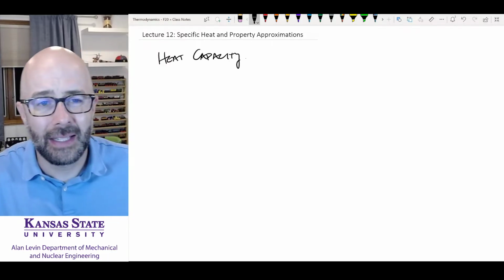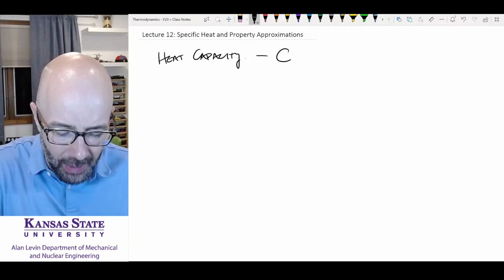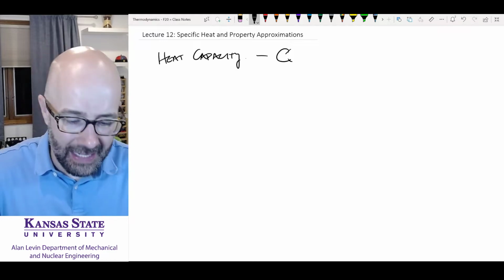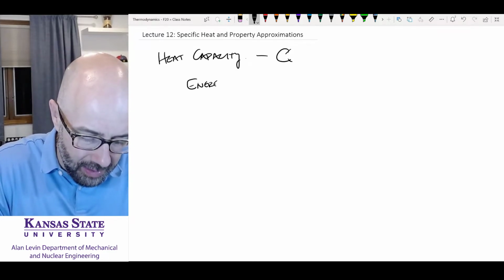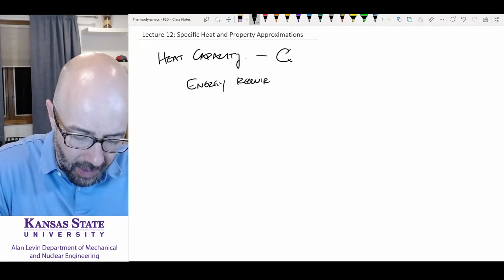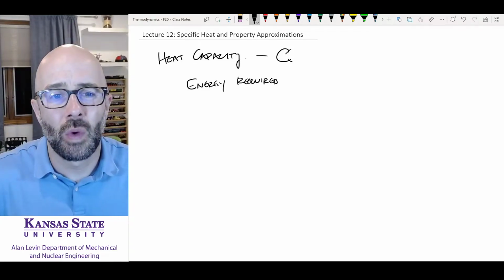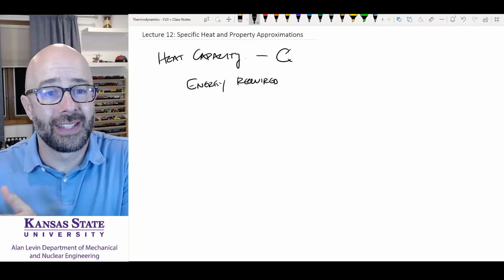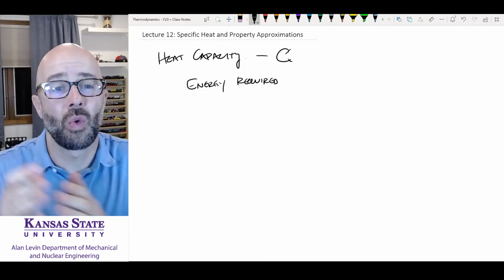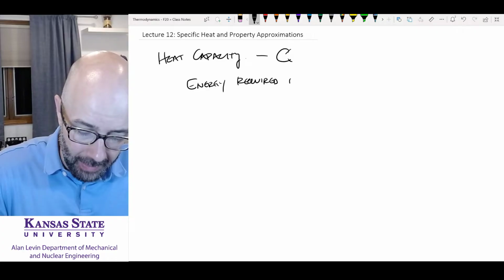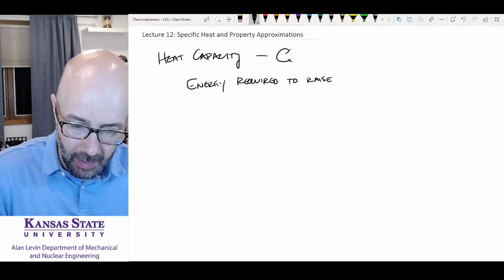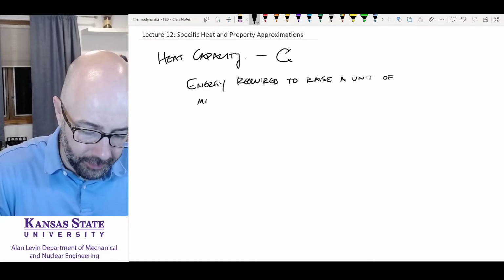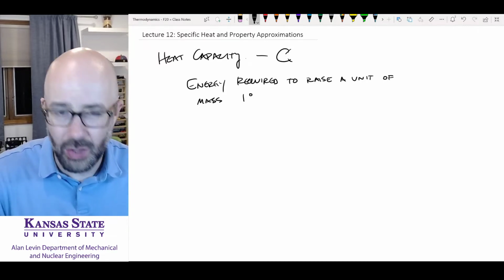Okay. Heat capacity is going to be defined, we're going to write that as a capital letter C for heat capacity. Heat capacity is defined as the energy required to raise 1 unit of mass 1 degree. So it's either a kilogram, 1 degree Celsius, or a pound mass, 1 degree Fahrenheit. Okay, that's what it is.